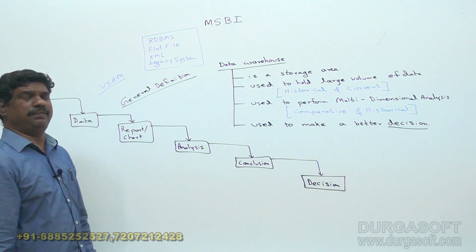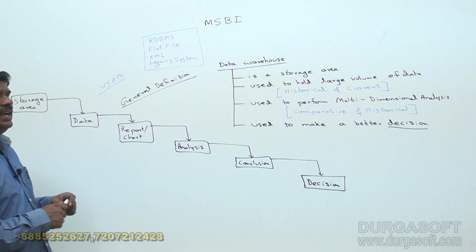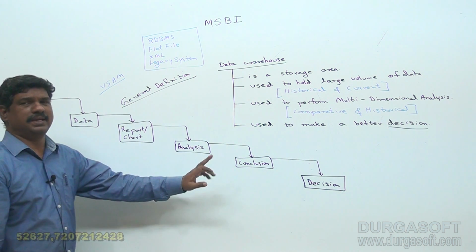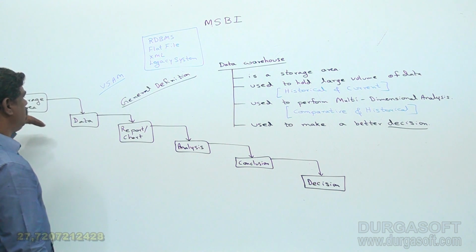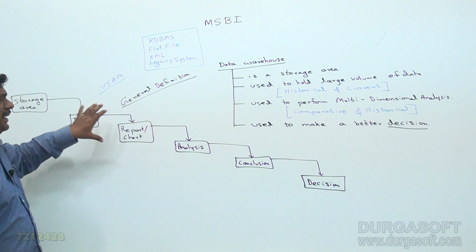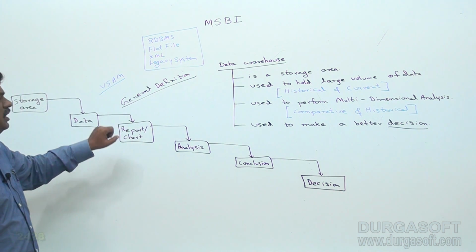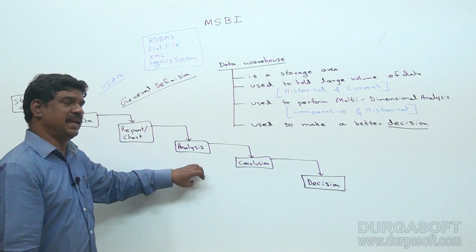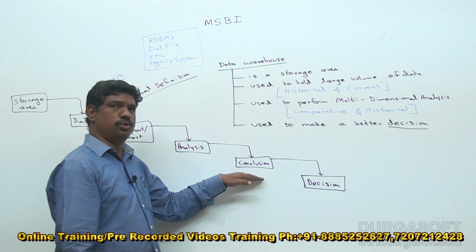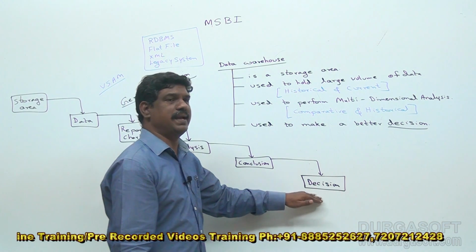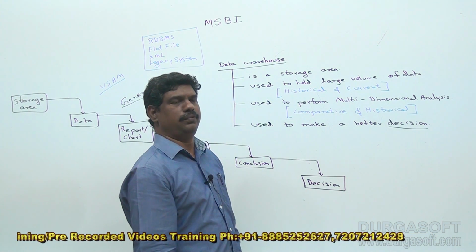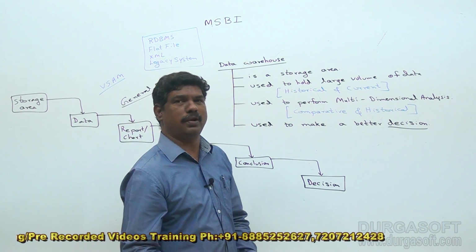So a simple definition of data warehouse is that it is a storage area used to perform analysis for making a better decision. This is the process that is happening. You read data from the storage, present it in the form of reports, and with the help of that you perform analysis, meaning you study it. With that you come to a conclusion, and from that conclusion we make a decision. So why do you want to make a decision? To make the business more profitable.